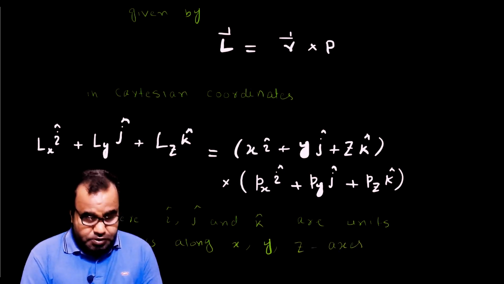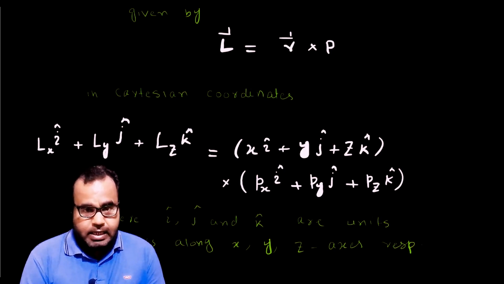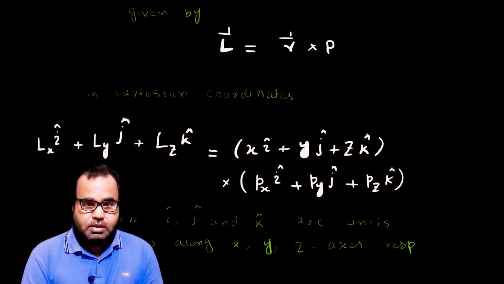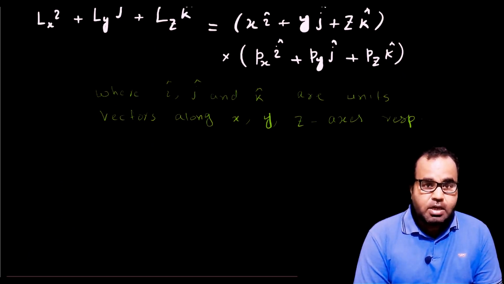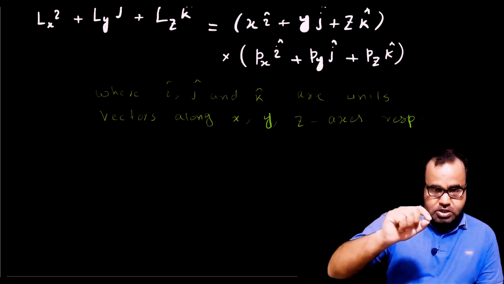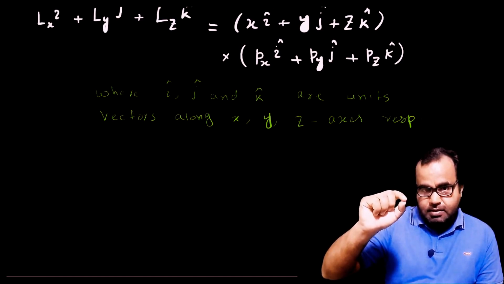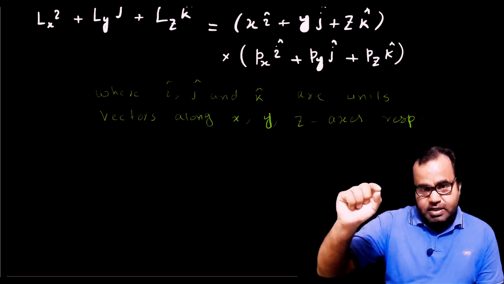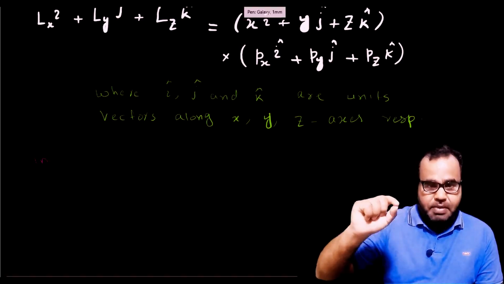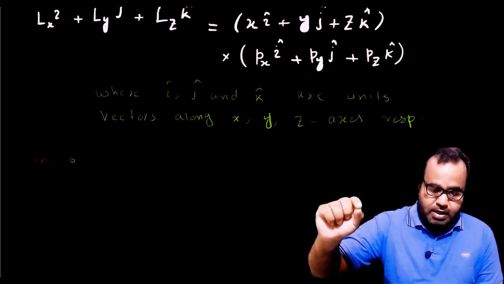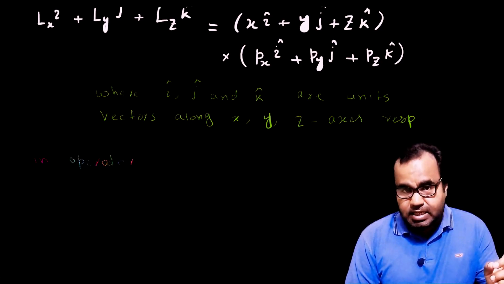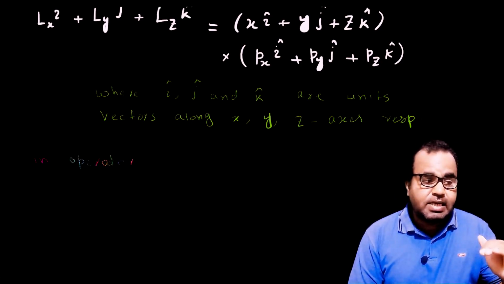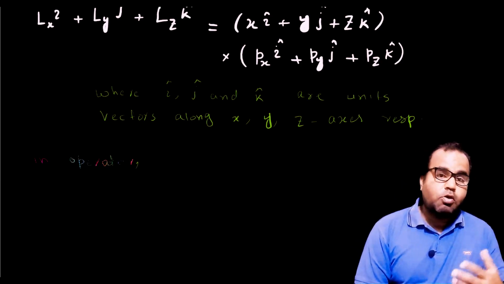Now write the above equation in operator notation. The above equation is not in operator notation. When we write in operator notation, we write a cap on L, similarly on x, y and z, and similarly on px, py and pz. Okay, but we will not read it as cap. We will read it as operator.